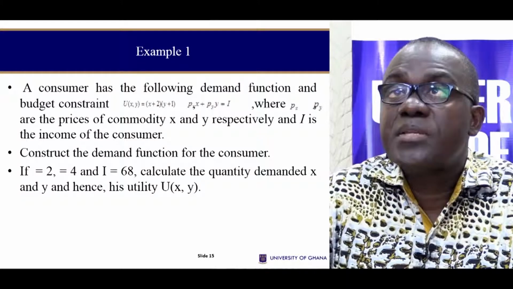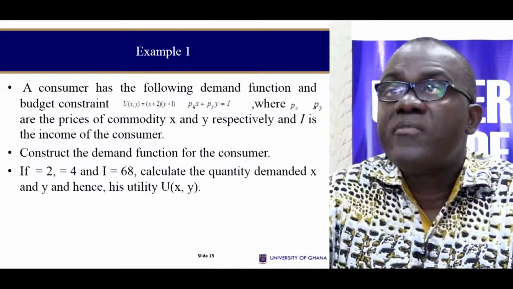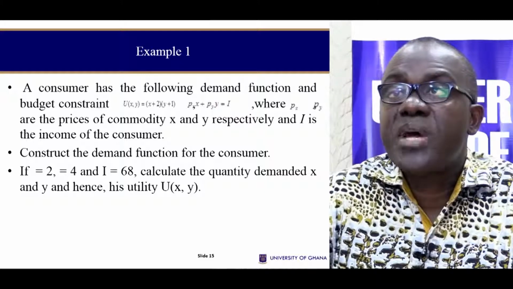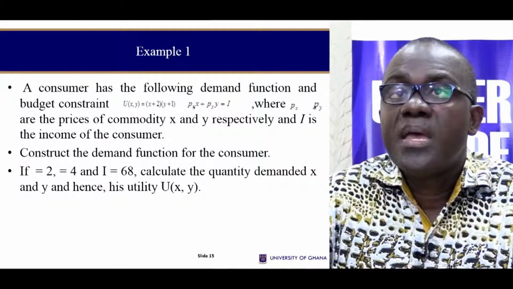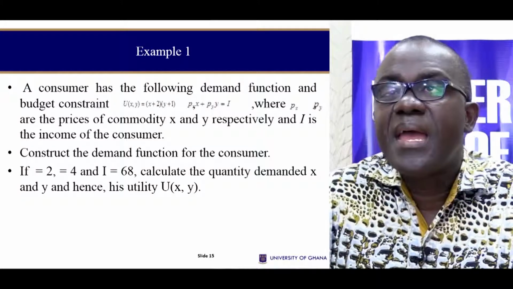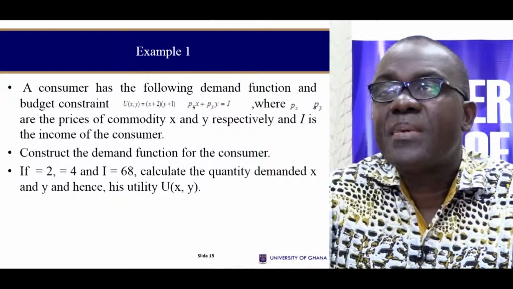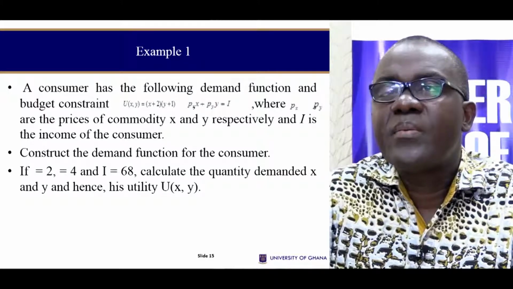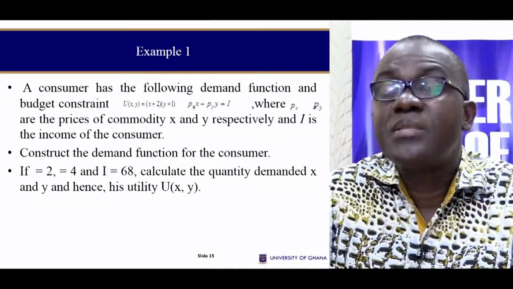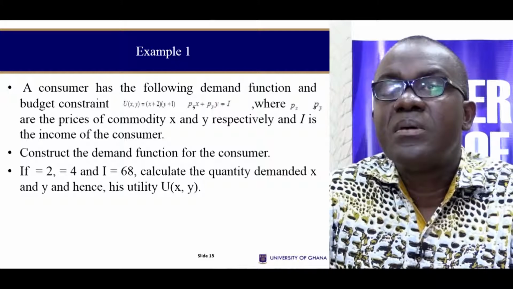In this example, there's our utility function, a nice function. There's our constraint, and we are supposed to find the quantity demanded. We are supposed to construct the demand function for that consumer, and then we have been given specific values. And the value here is X, I think. This one should be Y, and the income is 68 here. We need to know which one is P1 and P2 here. I think there's a small typo over here. One of these should be P1, the other one should be P2, and there's the income.